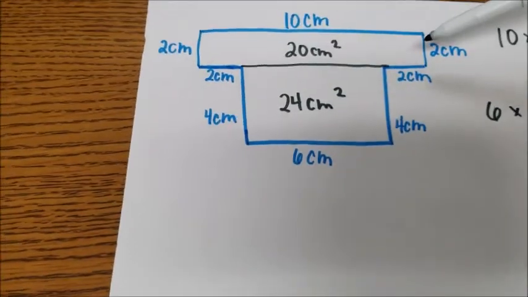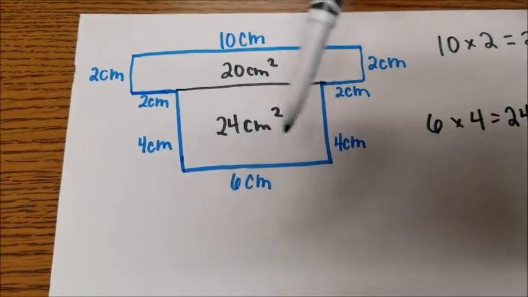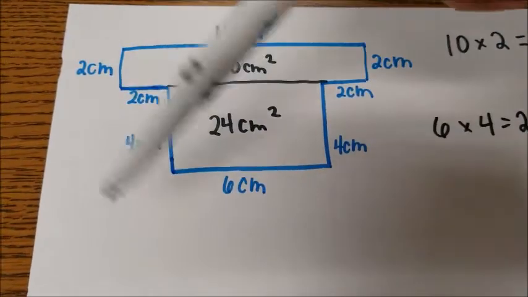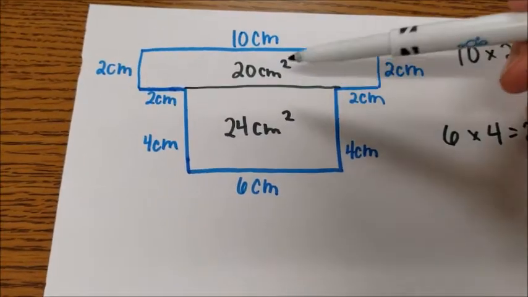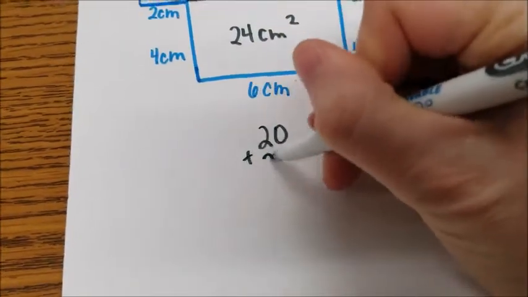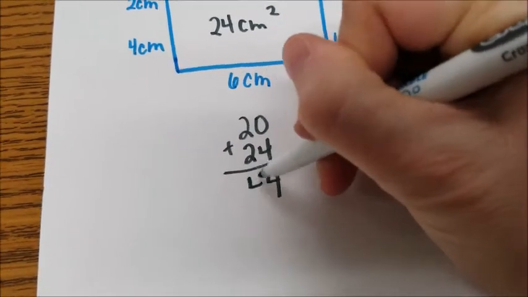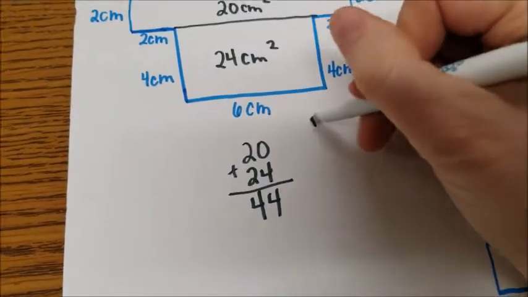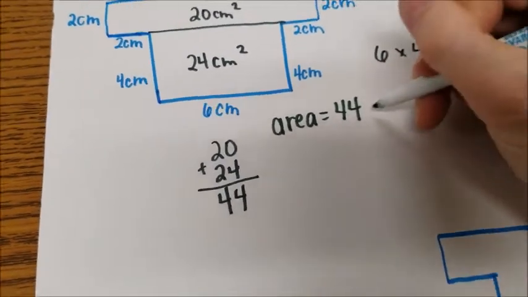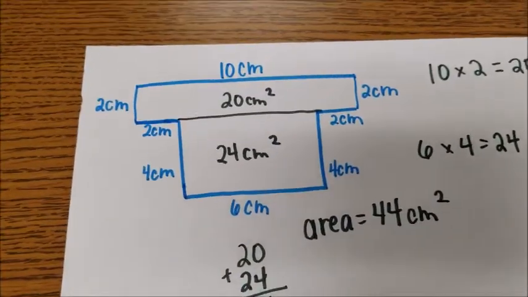So if I was talking about just this skinny one, it's 20 centimeters squared. Just this one at the bottom is 24 centimeters squared. So how do I tell you the area of this entire shape? I just have to add those 2 numbers together is all. So I'm going to do 20 plus 24, which would be 44. So the answer to this entire shape, the area, would be 44, and then the label, of course, is important, centimeters squared. There is another way you could do this.